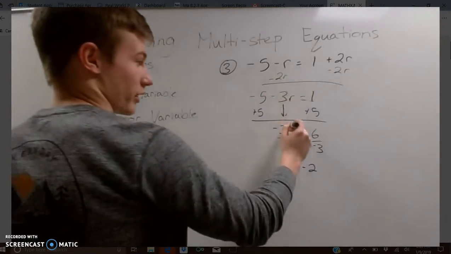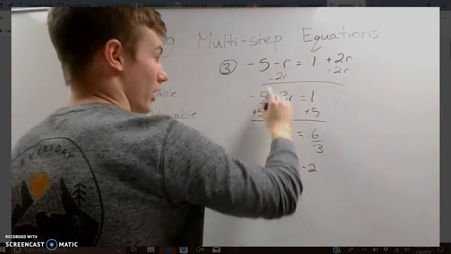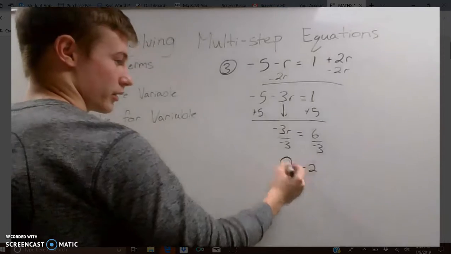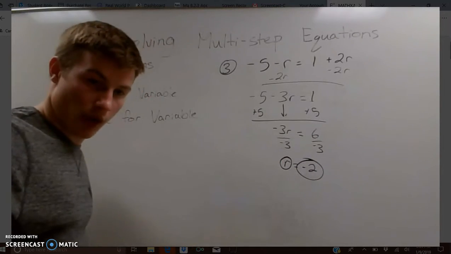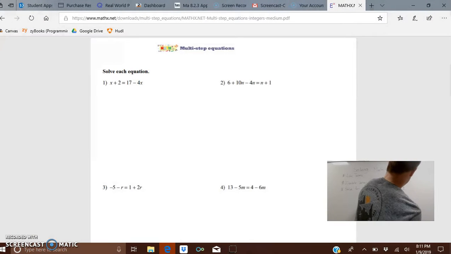We got our like terms on the same side. We got our r's together. Then we got our integers together on the same side. Then we isolated our r. And then we solved for it. That's number 3. Do a couple more.